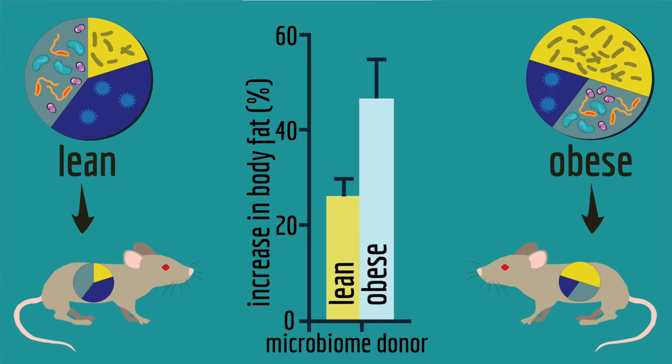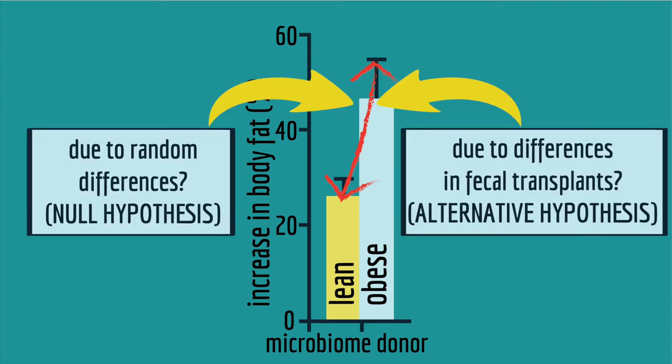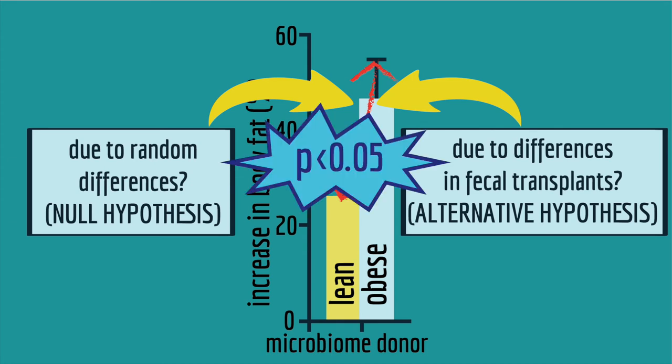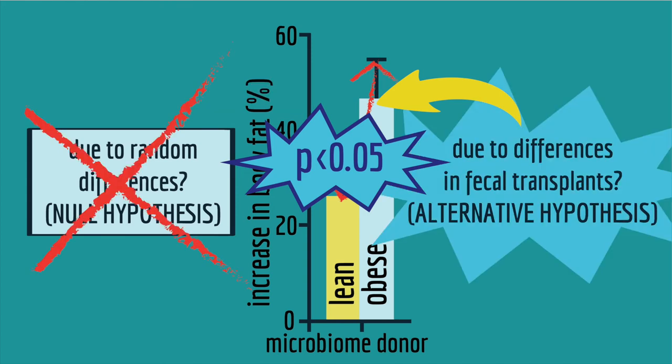Remember the mice? The mice that received the obese fecal transplants gained more weight. But was the difference in weight just random because of slight differences in the mice they chose? Or was it the result of the fecal transplants? The scientists used a statistical test called a t-test to calculate the p-value. And in this case, the p-value was less than 0.05. So the scientists rejected the null hypothesis and concluded that the difference between the two groups of mice was real, and likely due to the fecal transplants.